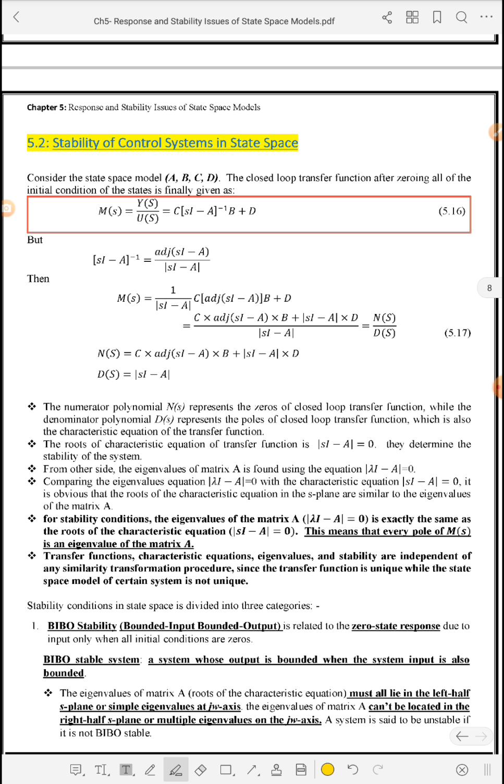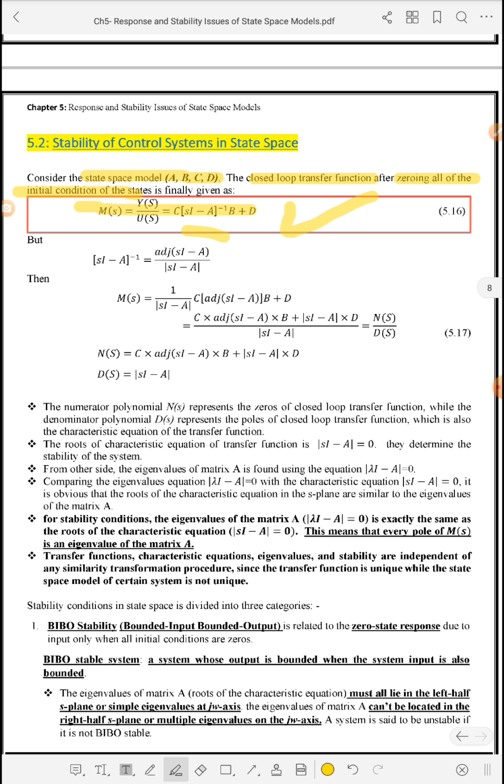For the stability of control systems, we consider the state space model given in A, B, C, D, and we assume that it's given a closed loop transfer function. When dealing with transfer functions, we know the definition of transfer functions, that all of the initial conditions are set to 0. So this equation is already known to us, and we have previously derived it in chapter 2. M of s, which is equal to the closed loop transfer function, is C multiplied by sI minus A inverse multiplied by B plus D.